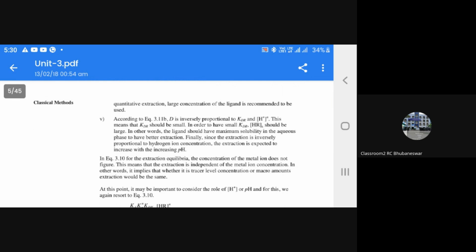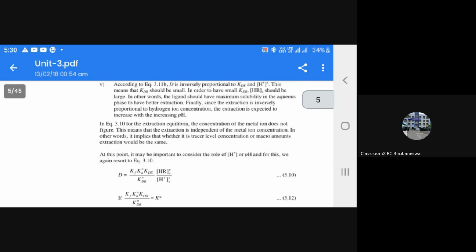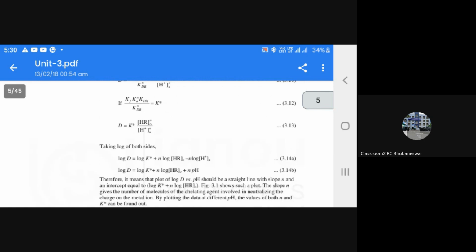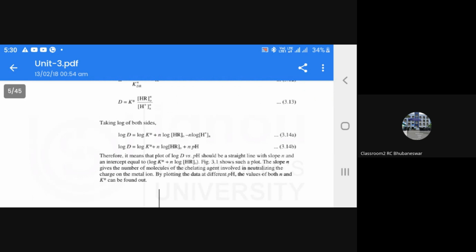Based upon this, we will rearrange the equation, and if you take the logarithm, we will get log D equal to log K plus n log HR in the organic phase, the concentration of HR in the organic phase, minus n log concentration of H plus ion in the aqueous phase. Minus n log H plus means n times pH, so it will be plus n pH. Therefore, the plot of log D versus pH should be a straight line with slope n and an intercept equal to log K.